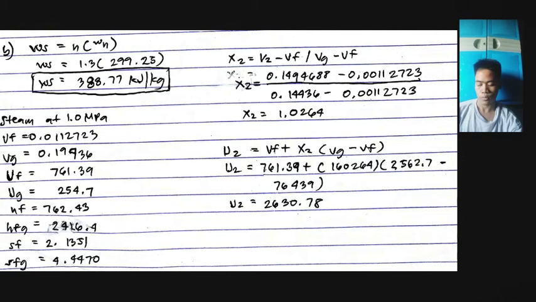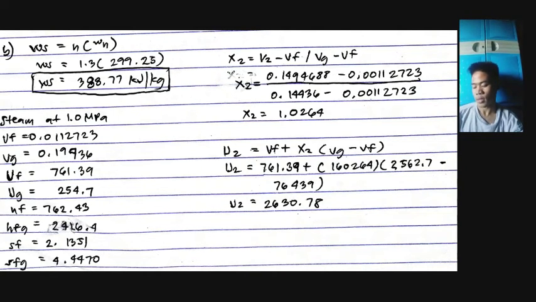Okay, next for letter B, Ws equals n times Wn, and by substituting it, Ws equals 1.3 times 299.25, and by calculating it, Ws equals 388.77 kilojoules per kilogram.